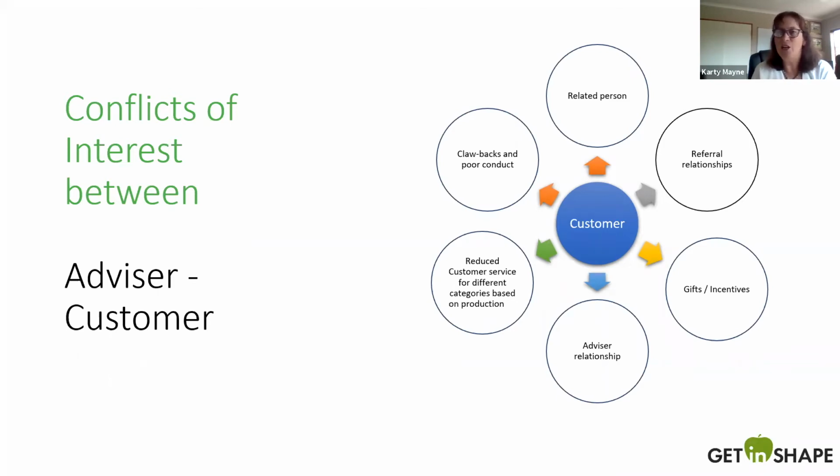Definitely the advisor relationship with the customer, reduced customer service for different categories based on production. So that's a really interesting one. Callbacks and poor conduct. So all these types of things, sometimes they are good inducements, sometimes they're bad inducements. But again, any time that you consider that it's something that could influence how you deal with your client professionally, consider it a conflict of interest and be very careful about it. Mitigate it where possible, avoid it if at all, but definitely be transparent about it.